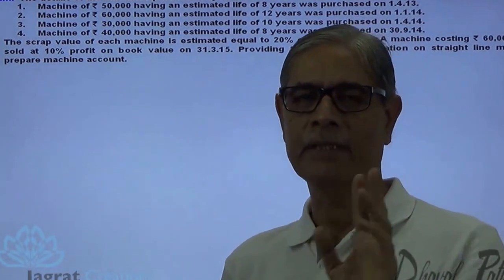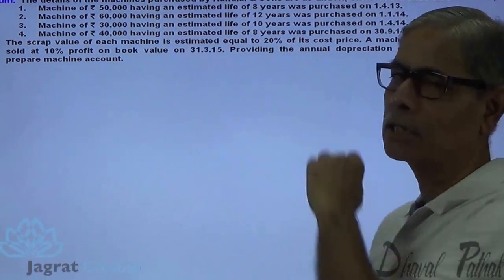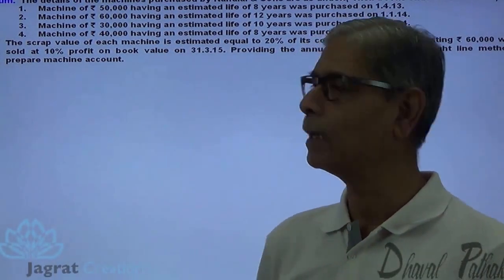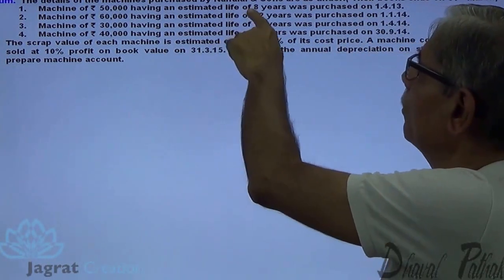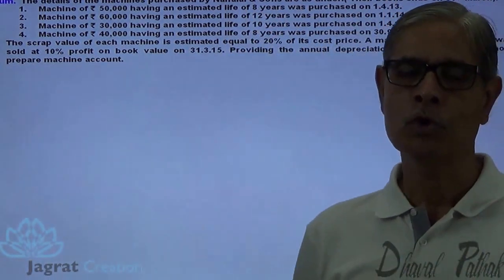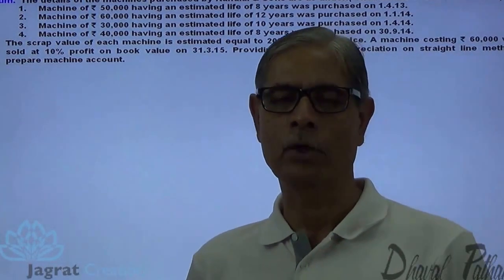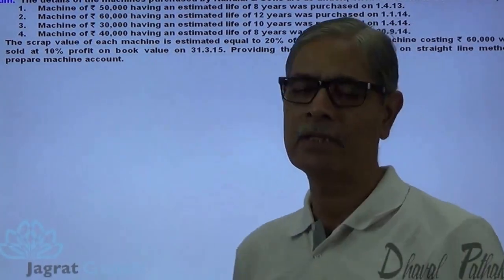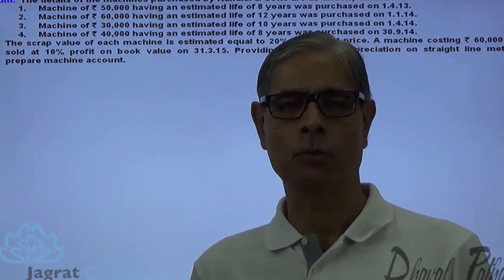50,000 into 20%, 10,000 is the scrap value. 50 minus 10, 40,000 is the depreciable amount. That 40,000 is to be equally distributed over 8 years. So 8 5s are 40, 5,000 is the annual depreciation. This is how the annual depreciation for all the 4 machines could be worked out.